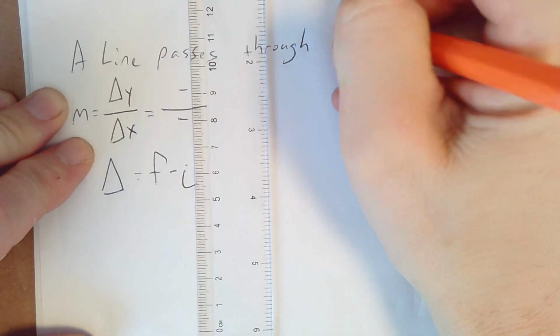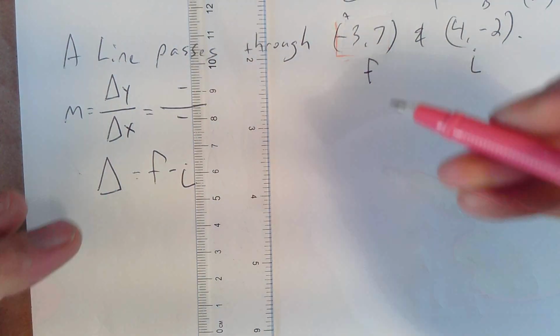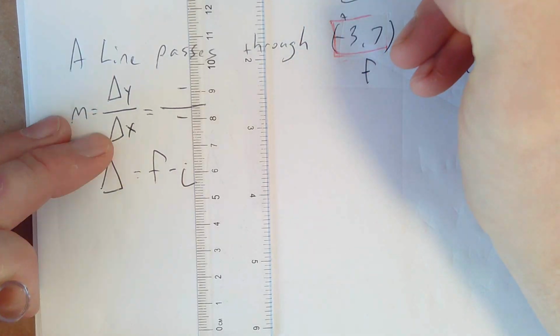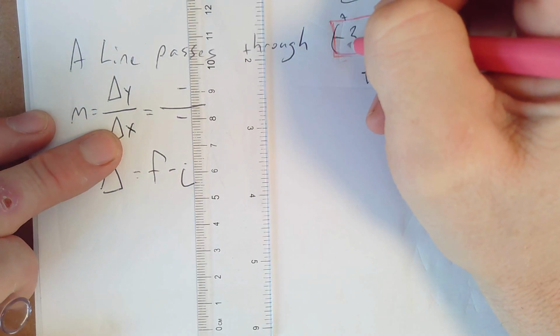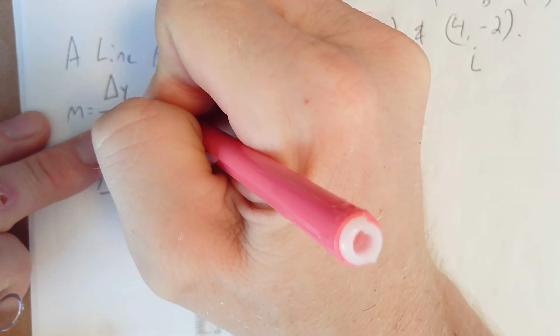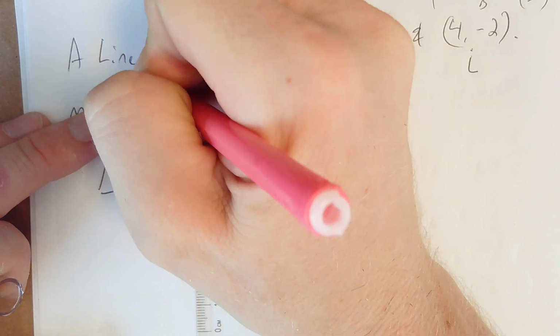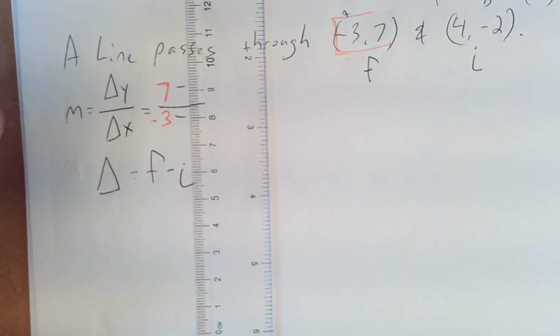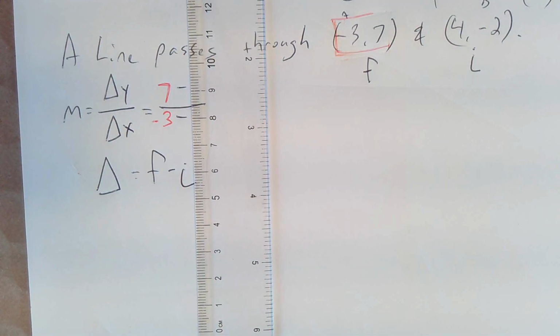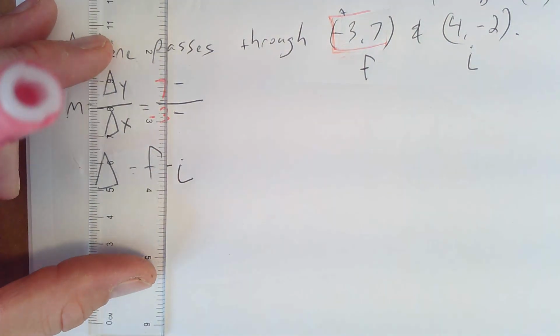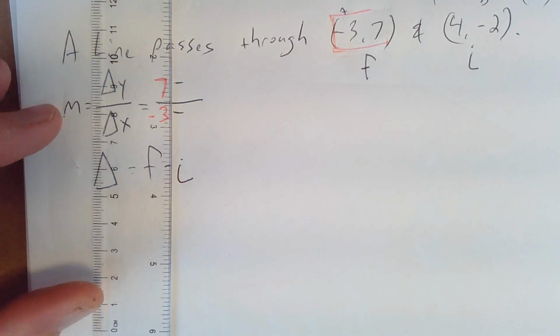I'll use pink as my final points. My final x is going to be negative 3, and my final y is 7. Negative 3 is my final x, and 7 is my final y. Now I'm going to move on to my initials.